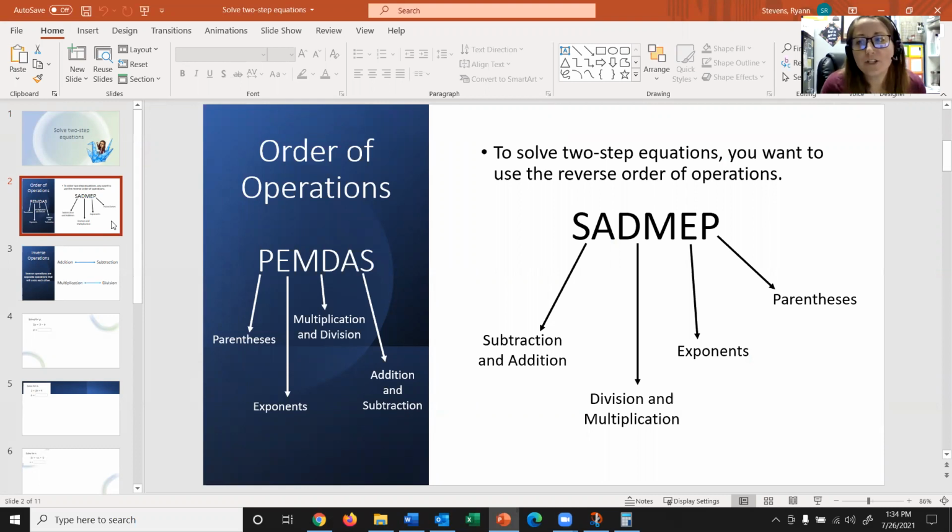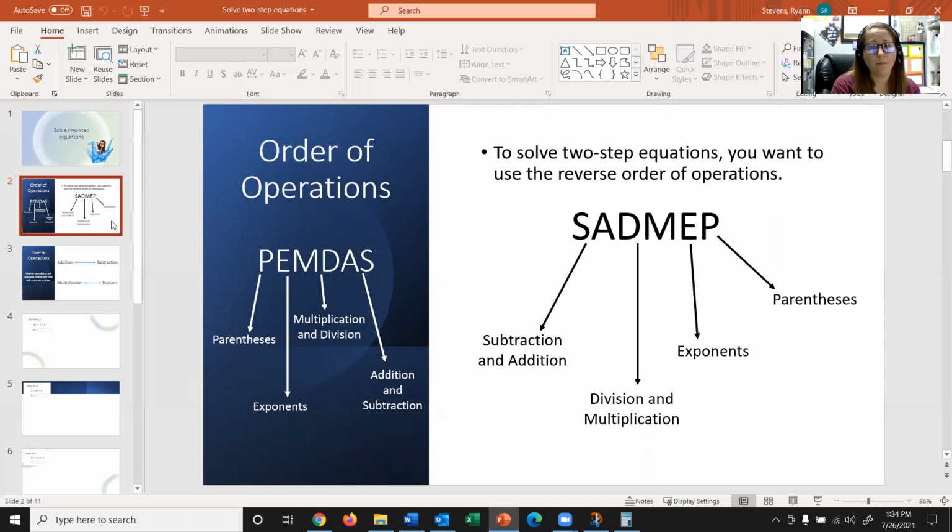So the order of operations, when we discussed this previously, it was basically if you had an equation, it told you what to do first. So you would always do your parentheses first, then you would do your exponents, then you would multiply or divide, whichever came first, and then you would add or subtract, whichever came first as well. They were grouped together, addition, subtraction, and multiplication and division.